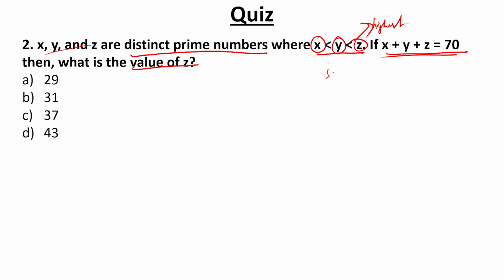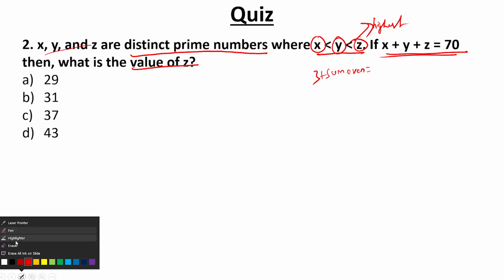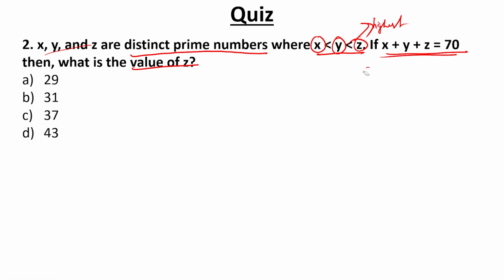So always remember, the sum of three even numbers is even. That means the sum of three even numbers is always even, and the sum of three odd numbers is always odd. You got it, right? Always remember it. There is no need for me to write it again. So here we have X plus Y plus Z is equal to 70. 70 is an even number.